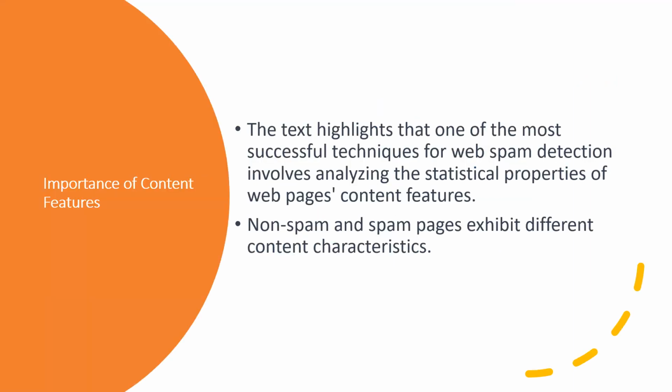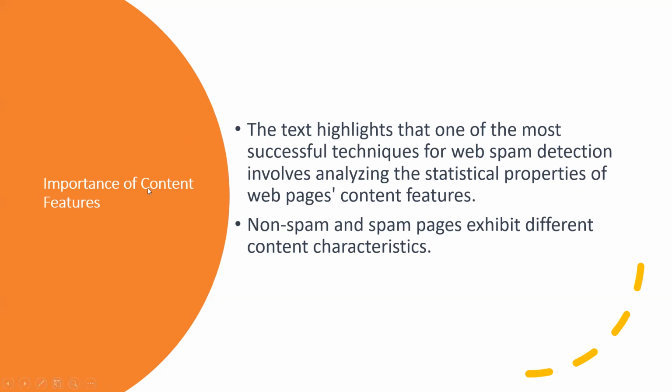Coming to the importance of content features. The text highlights that one of the most successful techniques of web spam detection involves analyzing the statistical properties of web page content features. Non-spam and spam pages exhibit different content characteristics. When we want to separate emails into spam and non-spam, there are characteristics such as the spacing in the email, the sender information, and any highlighted keywords or links displayed in the email. By taking these characteristics into consideration, the Gmail account can distinguish between spam and non-spam mail. So, the importance of content features.